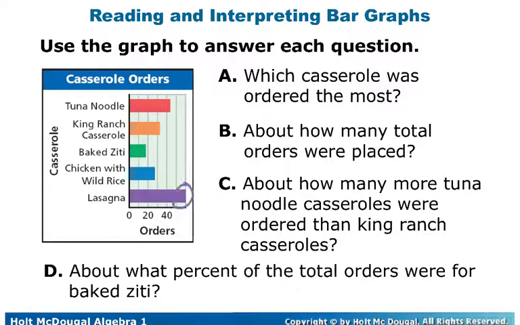Well, it's probably the one that is the tallest bar here. This one doesn't necessarily label that this is 60 up here, but it is going up or over the furthest. So which casserole was ordered the most? We're going to say lasagna. About how many total orders were placed?